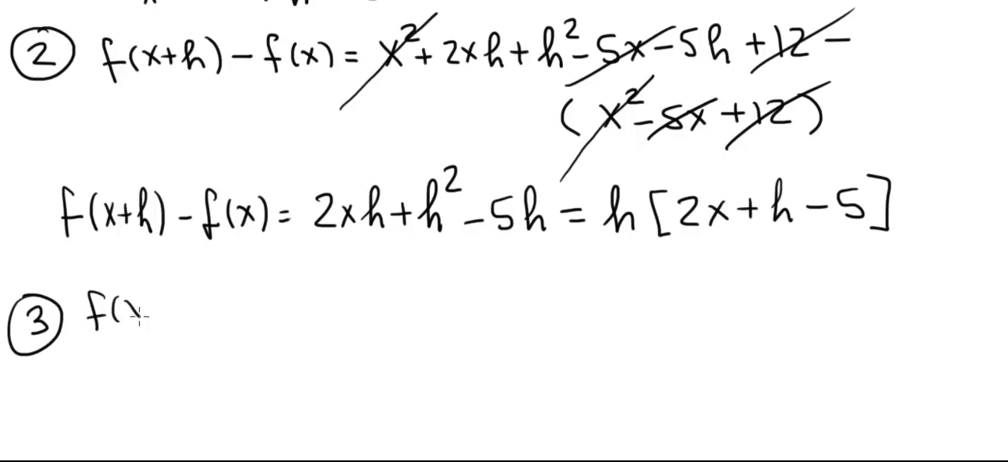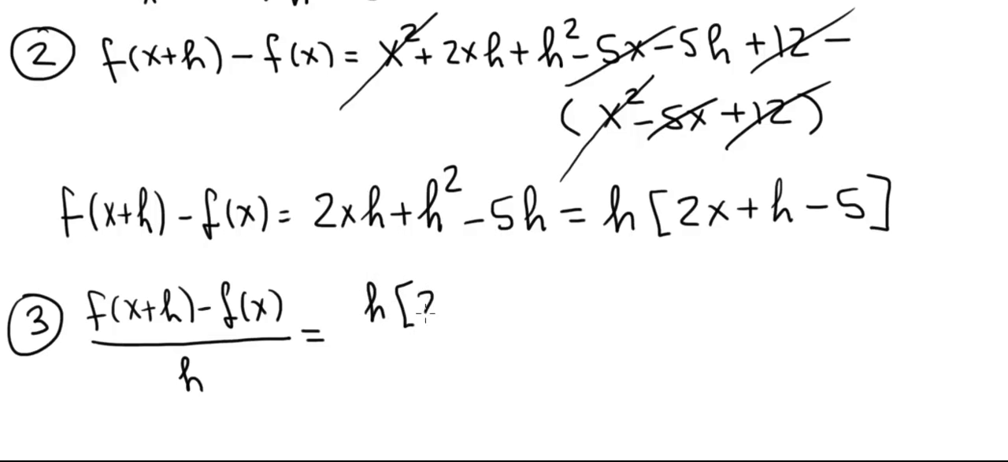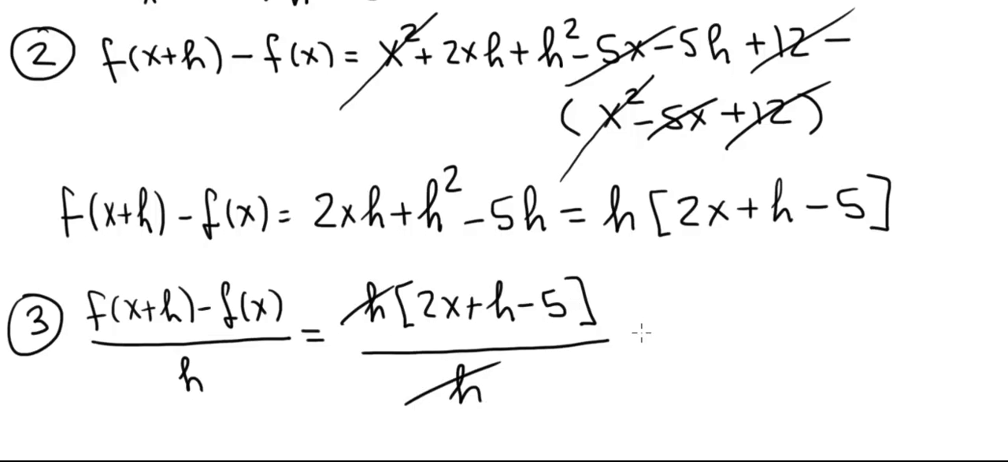Here's step 3. Take f of x plus h minus f of x, that's what we did in step 2, and just divide that by h. Well, what we did in step 2 makes it very easy because we bring in the numerator, that's h times 2x plus h minus 5, and divide that by h, and the h's cancel, and we're left with 2x plus h minus 5. That's the end of step 3.